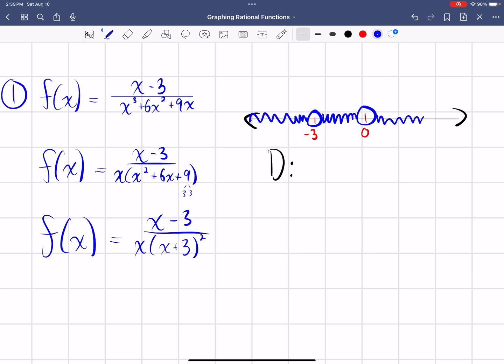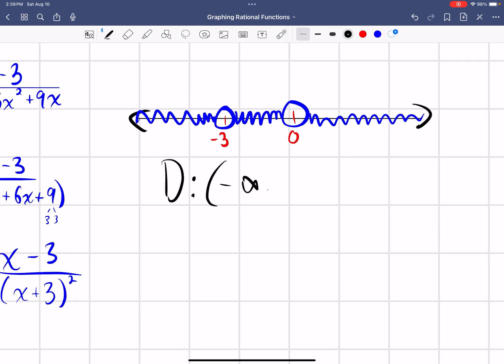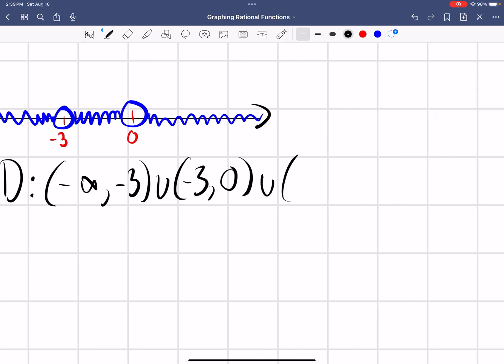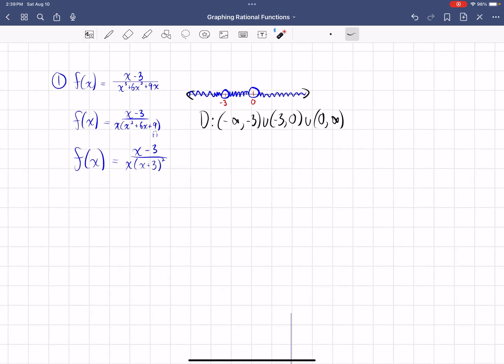But besides that, all x values are just fine. So everything else is going to be shaded. And you can see that our domain will have 3 intervals: negative infinity to negative 3, union, negative 3 to 0, union, 0 to infinity. And just a little side note, I'm a big advocate of making a number line because it makes it really easy then to use interval notation to state some set. So anyways, let's move on. So we've stated the domain.